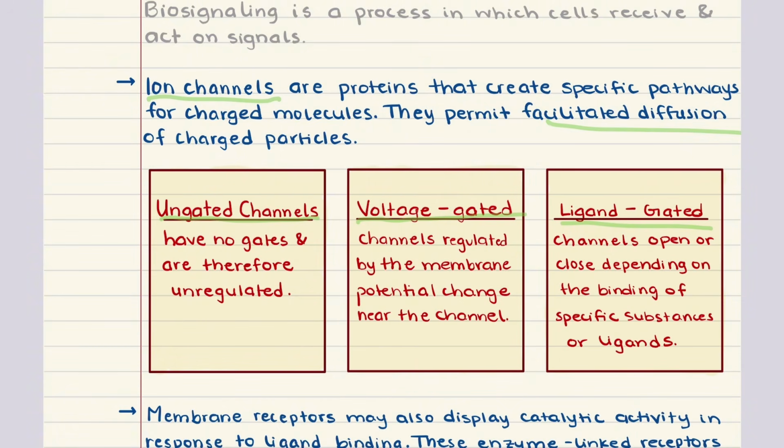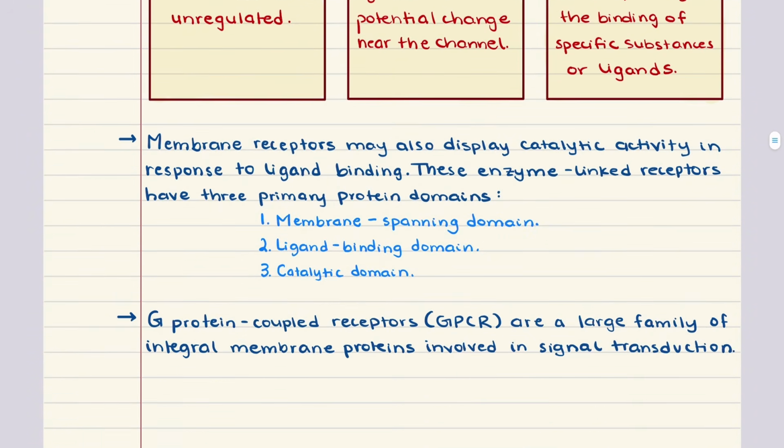Then, in addition to ion channels, some membrane proteins act as enzyme-linked receptors. These receptors respond to ligand binding by triggering a cascade of reactions inside the cell. These enzyme-linked receptors have three key parts. The first part is a membrane-spanning domain, which anchors the receptor in the cell membrane. The second part is a ligand binding domain, which is where the signaling molecule is going to bind.